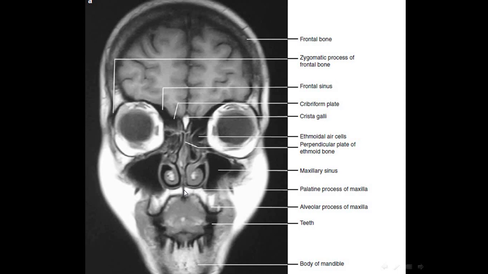On CT, we cannot see this cut. But here, because we have cortex and marrow, the cortex is more dense, so it's more dark. So here we can see where they join each other. These are the teeth, and this is the body of mandible.